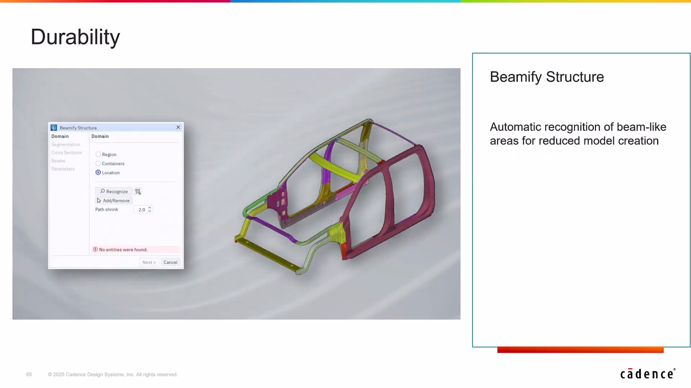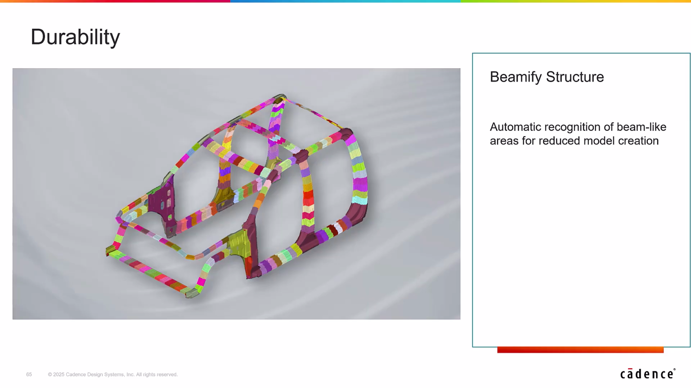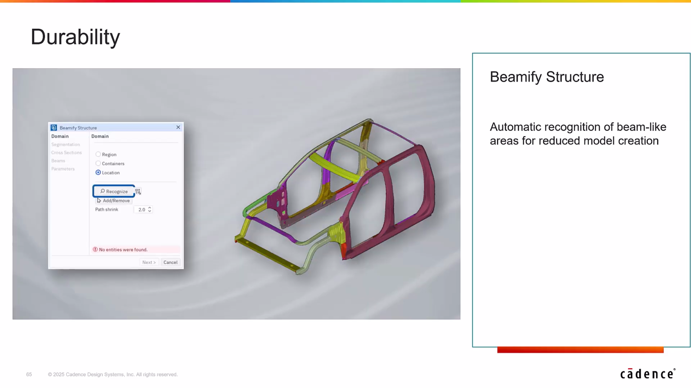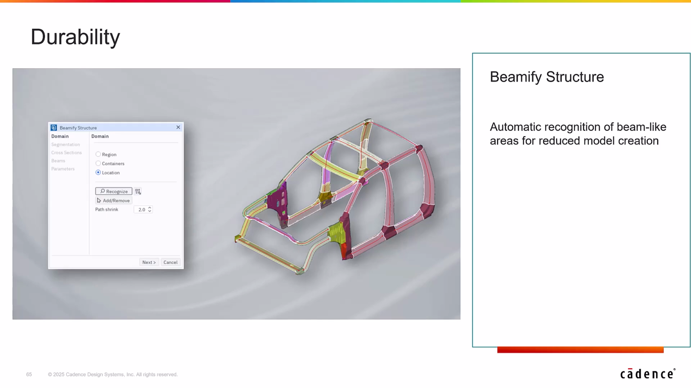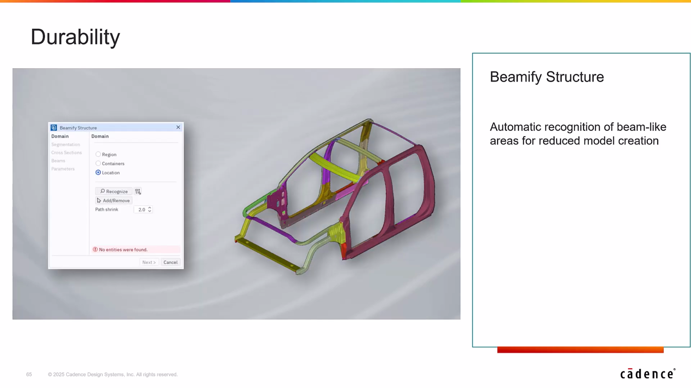In the Beamify Structure function, a new capability has been added to the domain definition. Under the Location option, users can now use the new Recognize button, which automatically identifies beam-like structural areas and generates the corresponding paths for model reduction, all with a single click.